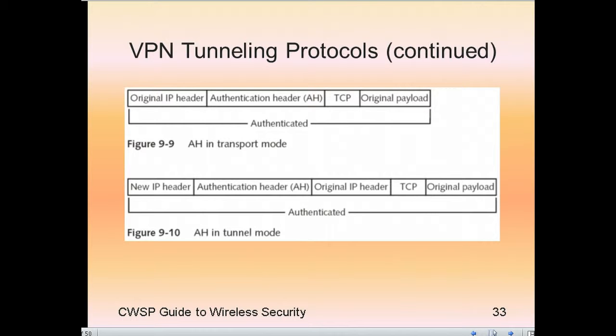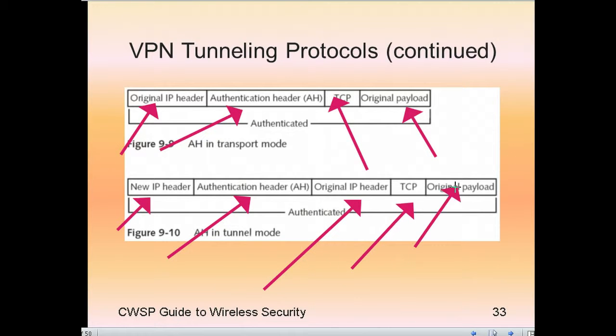This one more looks at the header information here. In authentication header transport mode, we have the original IP header, the authentication header, the TCP, and the payload. In tunnel mode, we have the new header, the authentication header, which is going to prove who we are, the original IP header, TCP, and the payload. So in this one, we're going to encrypt the entire packet. In this one, we're just going to use it for authentication. We're not going to encrypt anything.